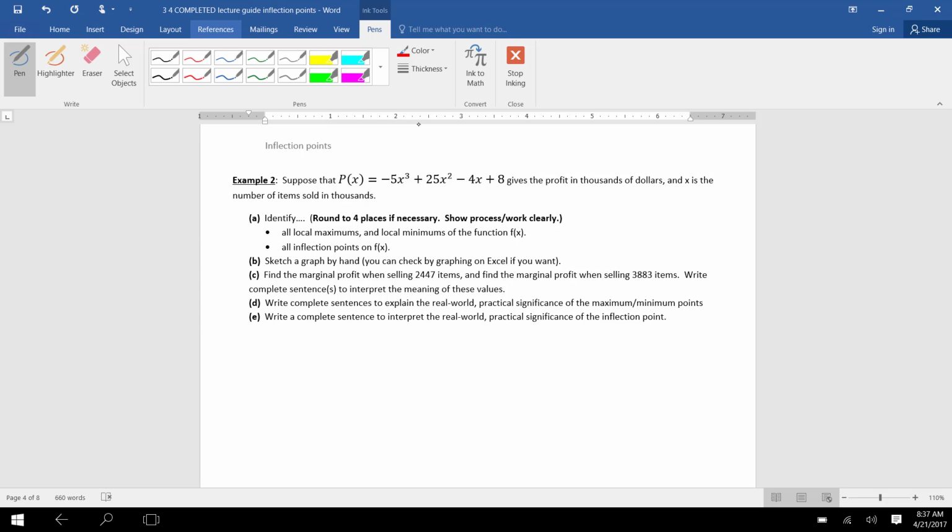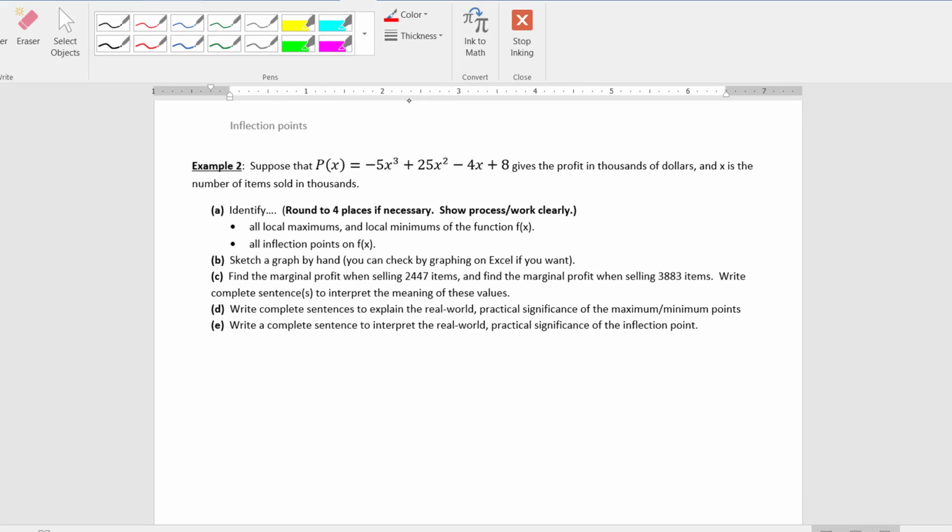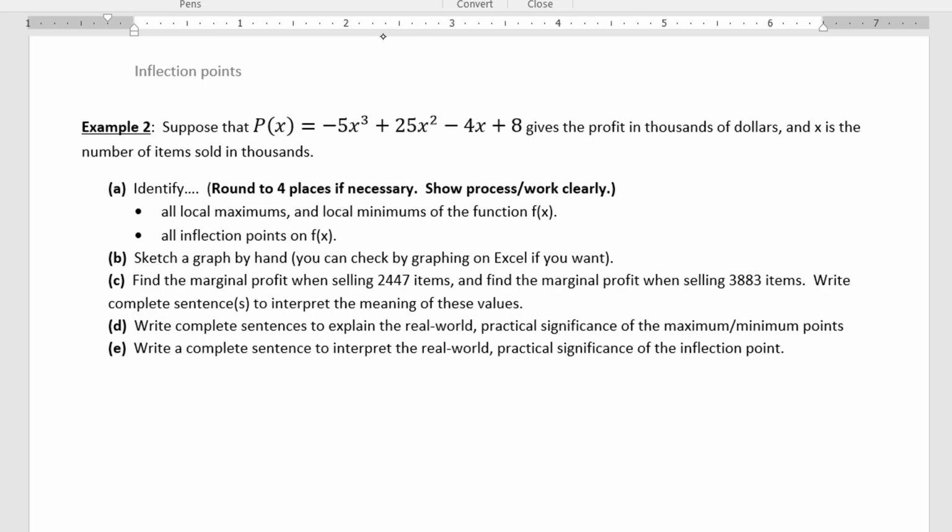We're in Unit 3, Block 4, and we're considering example 2. It says we have a profit function, this third-degree polynomial, p of x. It gives profit in thousands of dollars. X is the number of items sold in thousands. So it asks us to identify local max, local min, and inflection points. We're going to sketch a graph, and then we're going to answer some questions.